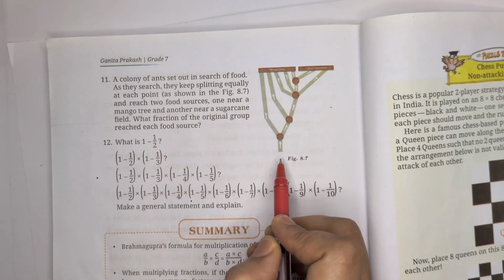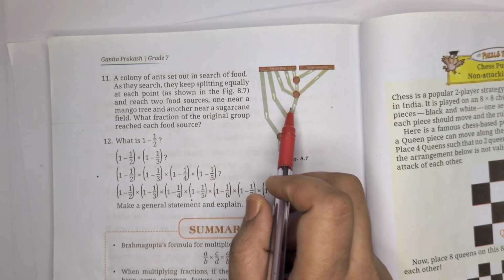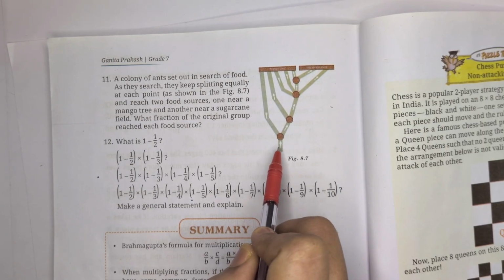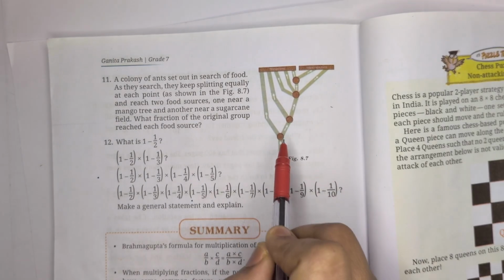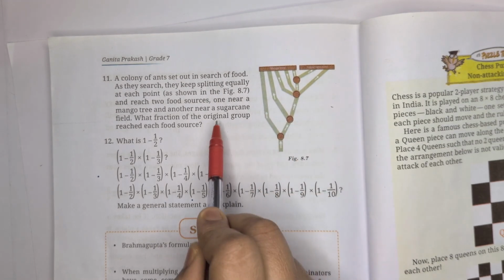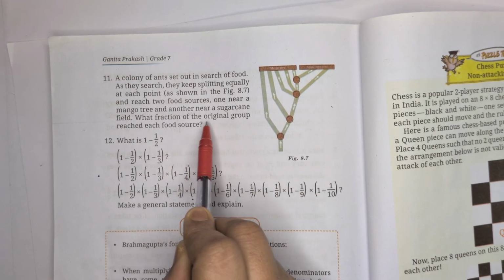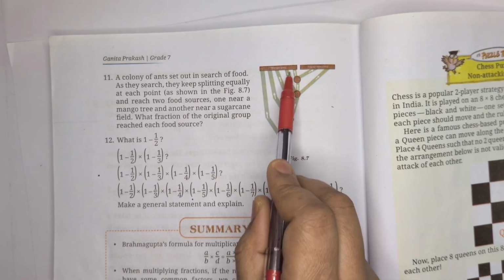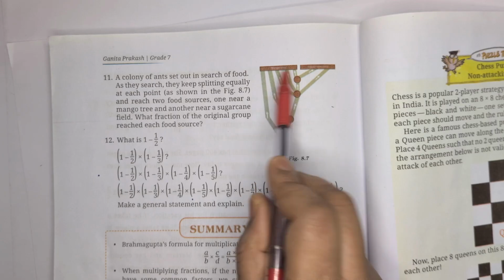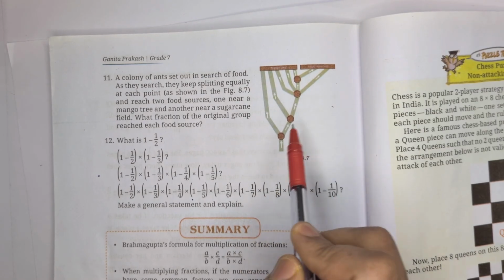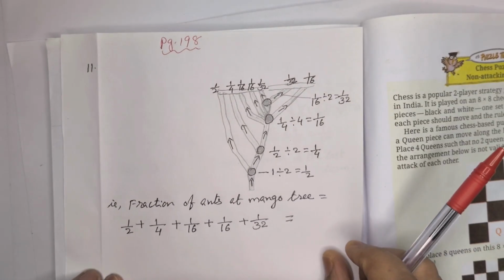Question number 11. A colony of ants set out in search of food, and they keep splitting equally at each point. One branch is going to the mango tree and the other one is the sugar cane. What fraction of the original group reached each food source? How much reached this side, the mango tree, and how much reached the sugar cane part? So for that you have to draw the portion the same way.